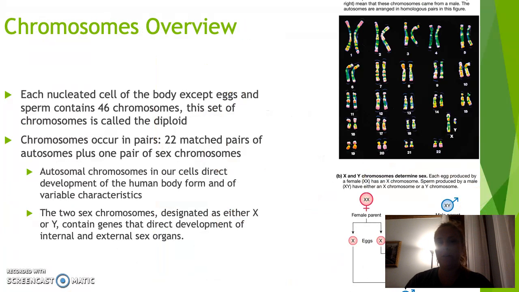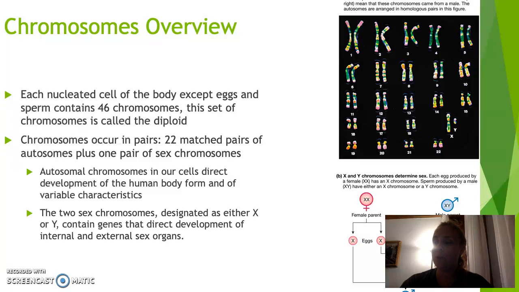Now I'll go over a chromosome overview. Sexual development is programmed in the human genome. Each nucleated cell of the body, except for eggs and sperm, contains 46 chromosomes. This set of chromosomes is called the diploid number because the chromosomes occur in pairs: 22 matched pairs of autosomes plus one pair of sex chromosomes, which is seen in the top figure to the right. The amount of DNA in a diploid cell is written as 2n, indicating duplicated chromosomes.